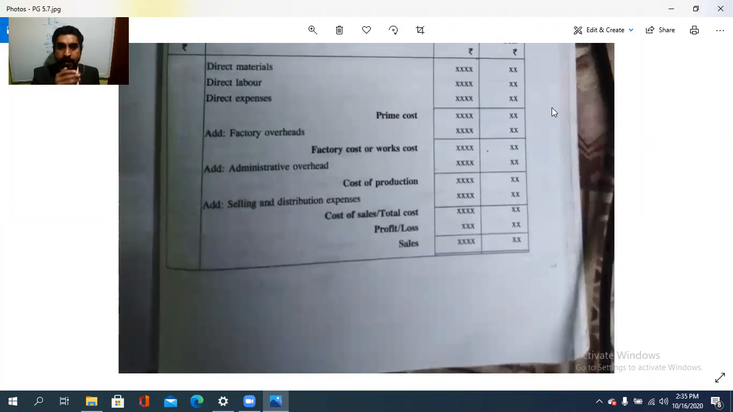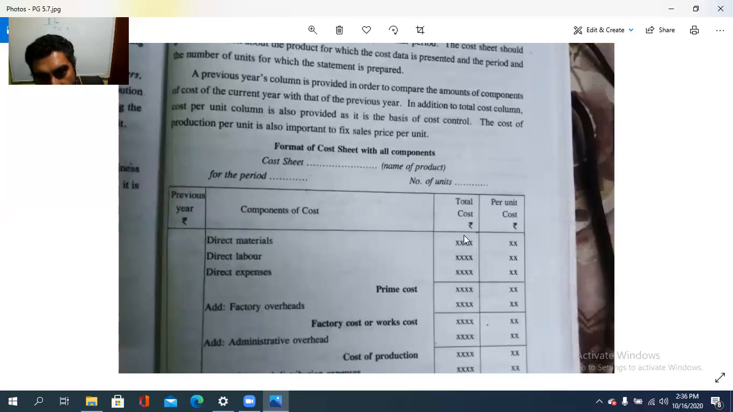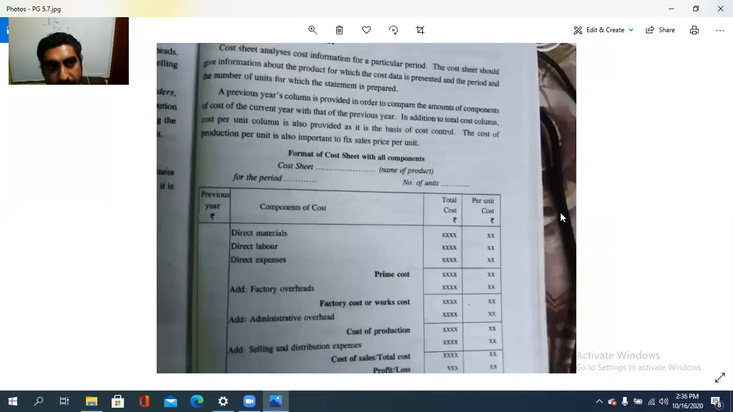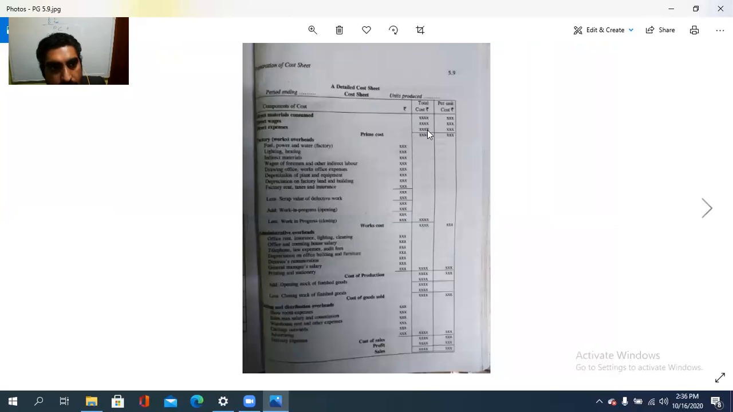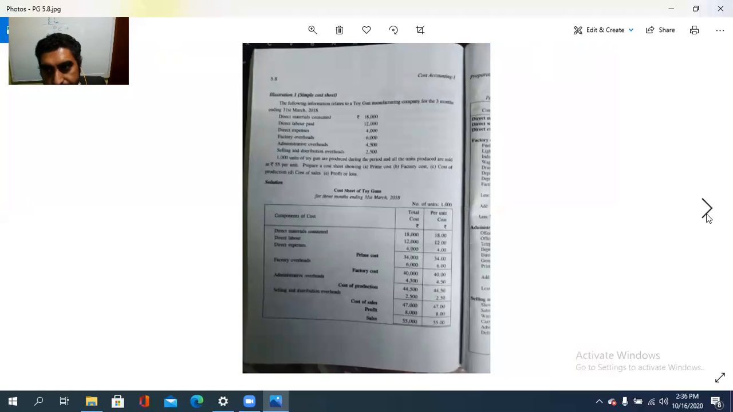See, direct material, direct labor, direct expenses, prime cost, add factory overhead, factory cost or work cost, add administrative overhead, cost of production, add selling and distribution expenses, that is cost of sales or total cost, add profit or deduct loss, that is the sales or selling price per unit. That is, one column is for what? Total cost, and the other is for the per unit cost. Then we will do one simple problem with this for the simple cost sheet.